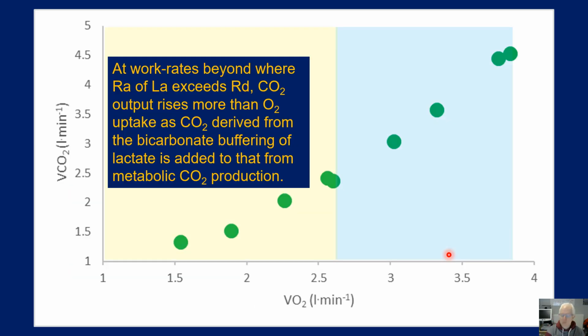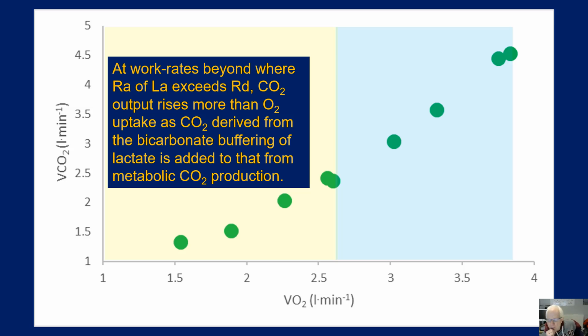Why? It comes back to what we saw in that slide from Paul and Rossiter and Brooks, which is that CO2 rises more than O2 uptake as CO2 derived from the bicarbonate buffering of lactate is added to that from the metabolic CO2 production. So remember that you're producing lactate, which is in response to the increase in exercise intensity, because you're getting greater recruitment of less efficient type 2 fibers. The less efficient type 2 fibers, the byproduct is that we get lactate.